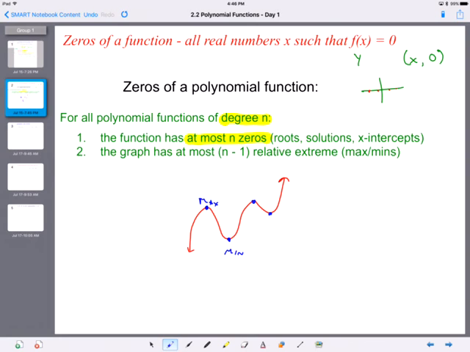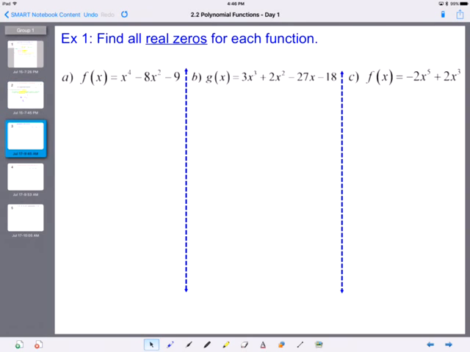So you could have at most n minus 1. You can only have one less than the degree of the polynomial function you're looking at. So once again, just some general ideas as to what polynomial functions are, and some of the terminology that we will be using as we go along.